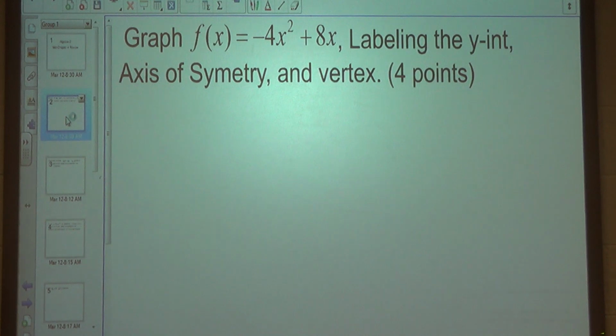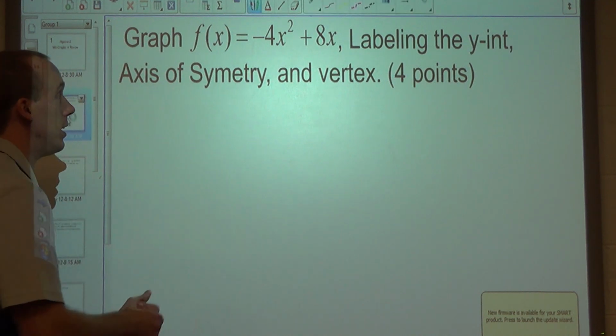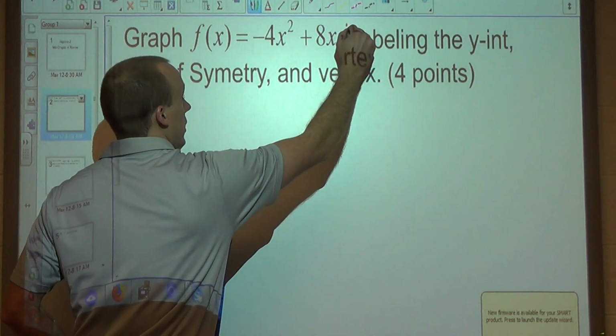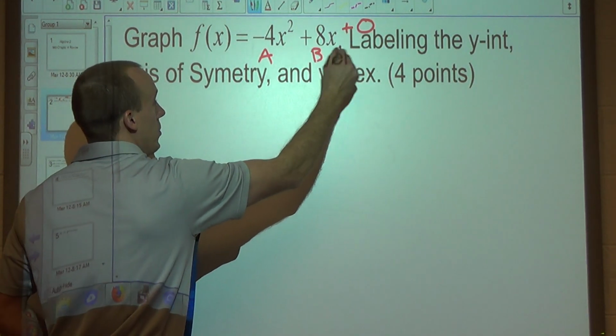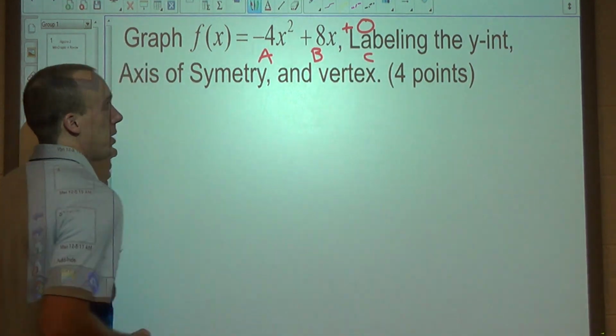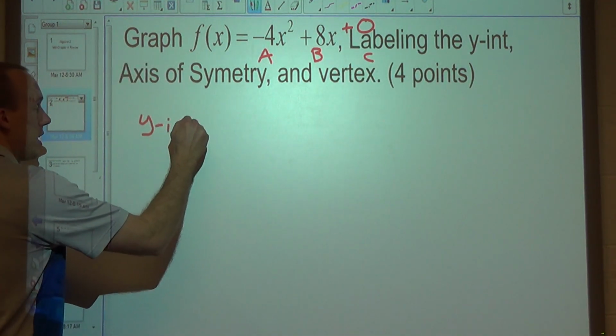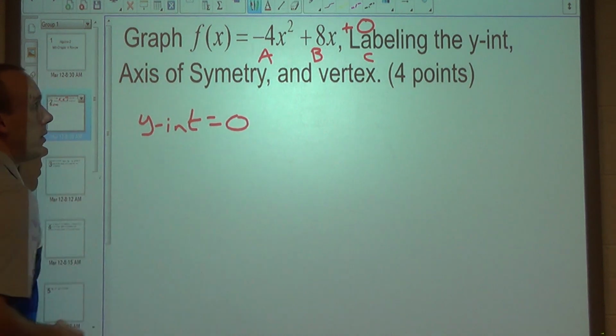First question here, graph f of x equals negative 4x squared plus 8x. Label the y-intercept. Well, the y-intercept's an easy one. What's that? 0. So at the end of this equation, there's nothing there. Usually there's three terms, usually it's a, b, and then c. So there's a plus 0 at the end, so my y-intercept would equal 0.